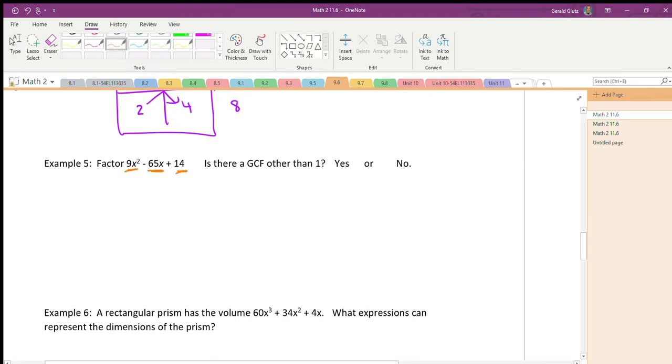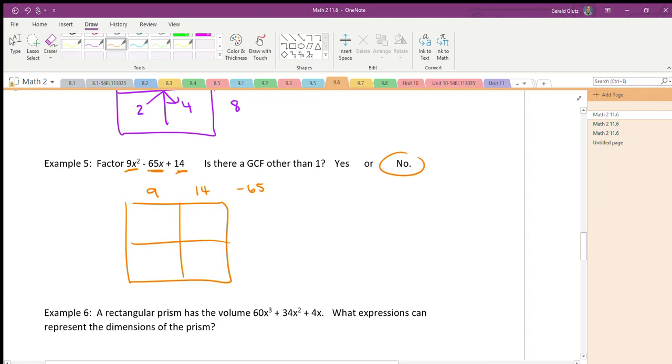So do 9, 65, and 14 have any common factors? Well, 14, the only factors are 7 and 2, besides 1 and 14. And 7 and 2 do not go into 9, nor do they go into 65. So the answer is no. So I'm going to go ahead and start to factor. So A is 9, B is -65, C is 14.